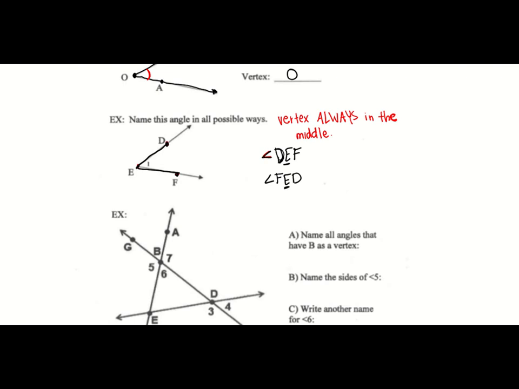My vertex is always in the middle. I could not name it EFD. My vertex is not in the middle, so that is not an option on how to name it. That E, that vertex, is always in the middle. The last way I could name this angle is you can see this little 1 in our angle corner here. I could call this simply angle 1, or I could name it by just my vertex. So I could call it angle E. So there are 4 ways here that I could name that angle. All of these are talking about the same thing.